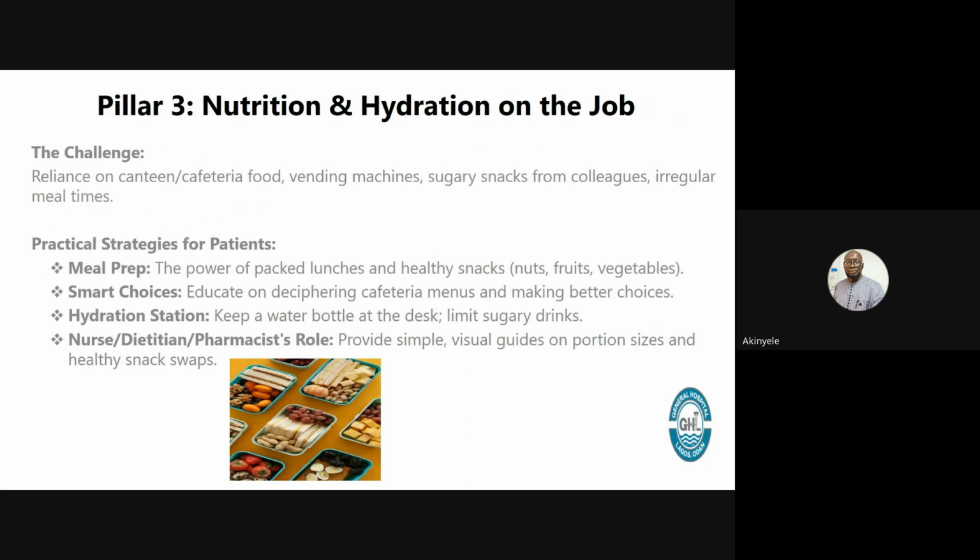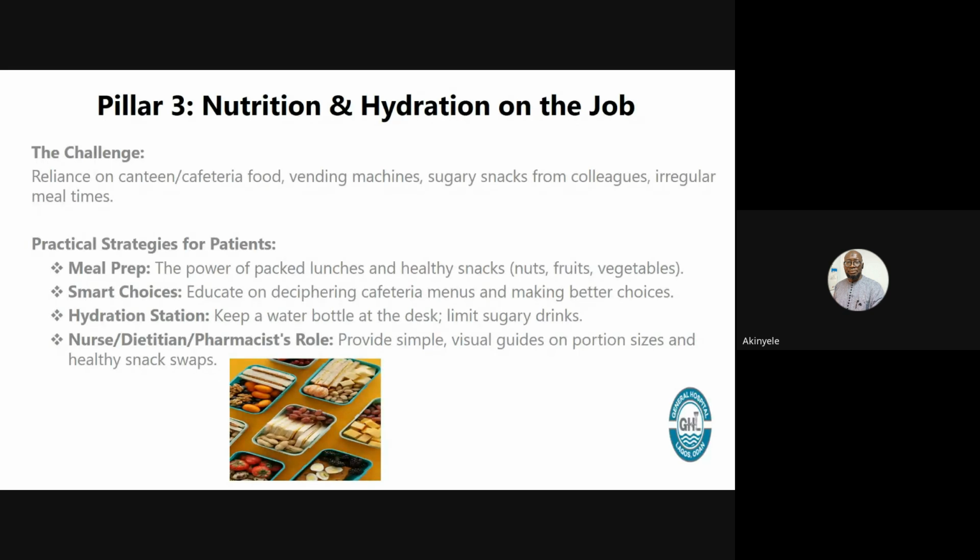In terms of nutrition as well as hydration at work, the challenge is that many people at work will rely on their canteen or cafeteria food. Some of them may need to use the vending machines and sugary snacks from colleagues, and then they tend to have irregular meal times. Those are the challenges here.